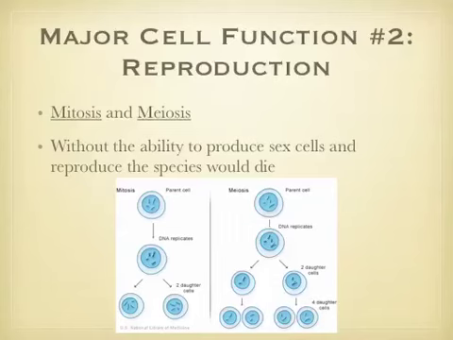In mitosis, there are two daughter cells that are produced. These daughter cells are identical to the parent cell. In meiosis, however, there are four daughter cells produced, and these daughter cells contain only half the chromosomes of the parent cell. These are the sex cells, such as sperm and egg.